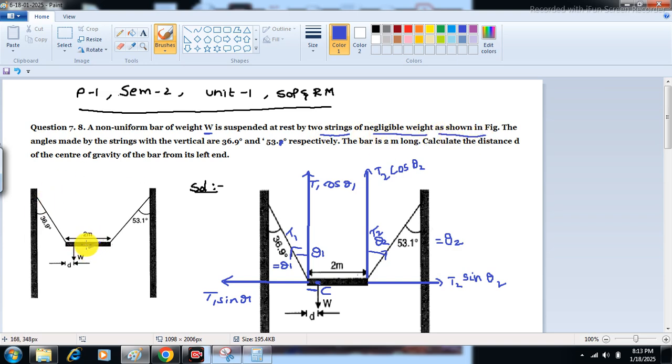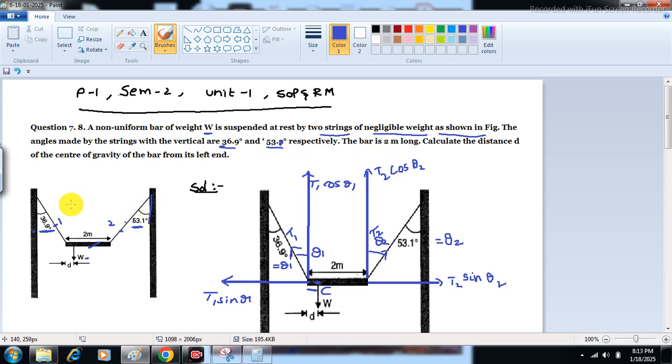This is the bar. Its weight is W. It is suspended with two strings, string 1 and string 2, whose masses are negligible when compared with the weight of the bar. The angles made by the strings with the verticals are 36.9 degrees and 53.1 degrees. String 1 makes 36.9 degrees with the vertical, and this is string 2, making 53.1 degrees with the vertical. This is another rigid support respectively.